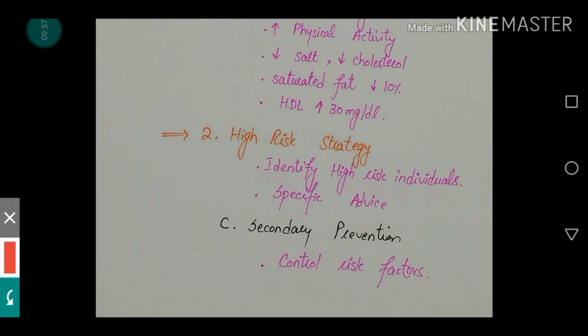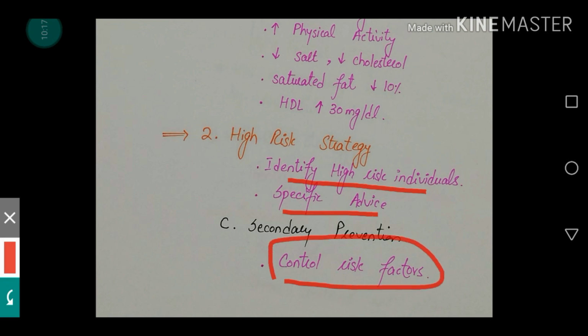Now this includes identification of these high risk individuals. Again, this is done by screening and sampling and various other data collection techniques, and specific advice should be given according to the specific condition of a patient. And then comes secondary prevention. This includes again control of the risk factors which are responsible in a specific community to cause coronary artery disease.